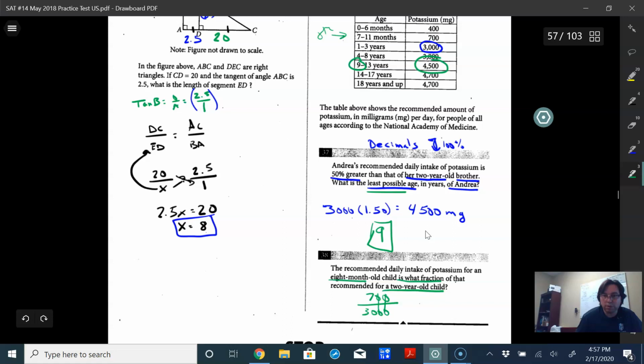Drop some of these zeros, you end up with 7 over 30. Or the decimal of that one is going to be 0.233 if you choose to grid those in. So either one of these is the right answer choice.